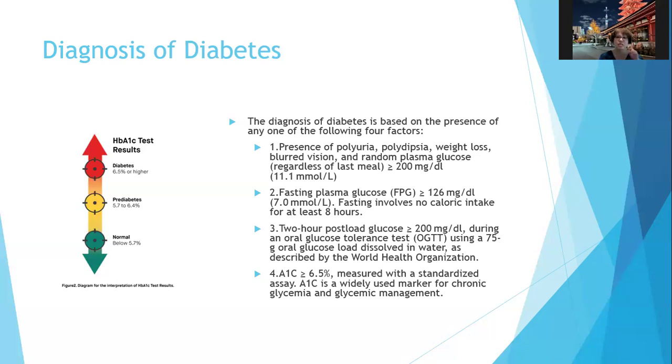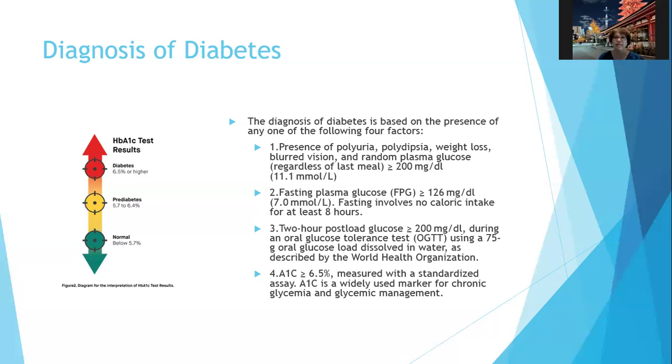In order to diagnose diabetes, it's based on the presence of any one of four factors. One of them is the clinical symptoms: polyuria, polydipsia, weight loss, blurred vision, random plasma glucose, regardless of last meal. So normally, if you don't have diabetes, you eat a meal, your blood glucose goes up because you just took in food. The insulin goes up to meet it. It escorts the glucose into the cell. The cells use it, and life goes on.